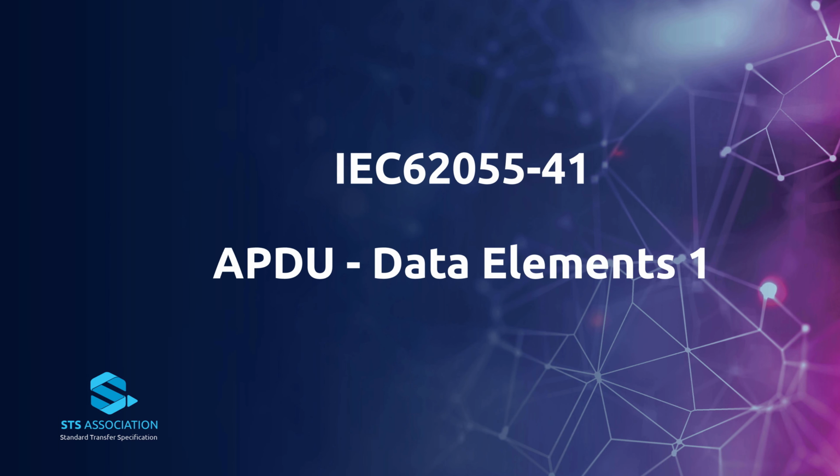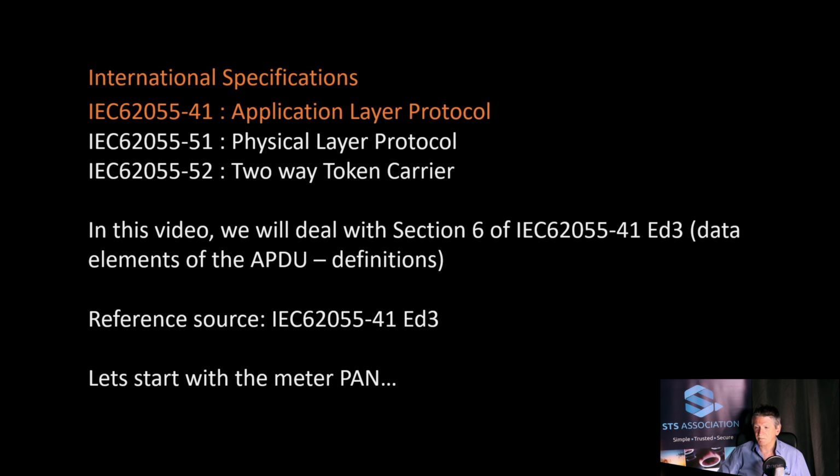In this section we will deal with international specifications, the IEC 62055-41 application layer protocol mainly, the IEC 62055-51, the physical layer protocol, and the IEC 62055-52 two-way token carrier protocol, which we won't deal with in this video series, but they will come in a later series. So in this video we will deal with section 6 of the IEC 62055-41. That's data elements of the APDU definitions. The reference source is obviously the document itself. So without much further ado, let's start with the meter PAN.